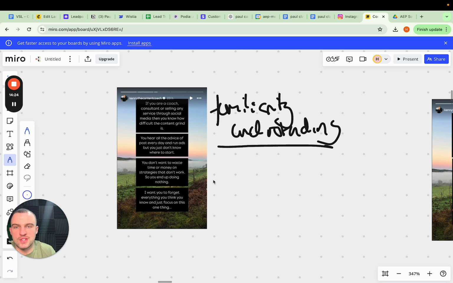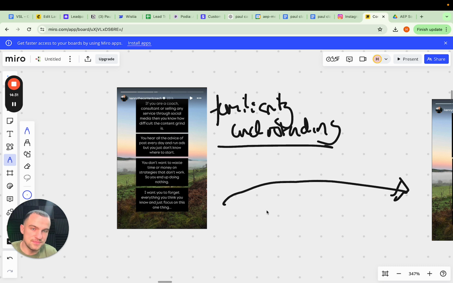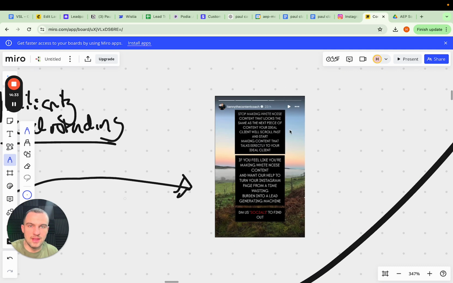You don't want to waste time and money on strategies that don't work, so you end up doing nothing. I want you to forget everything you think you know and just focus on one thing. Selling the next slide. Stop making white noise content that looks the same as the next piece of content your ideal client will scroll past, and start making content that talks directly to your ideal client. If you feel like you're making white noise content and want our help turn your Instagram page from a time-wasting burden into a lead-generating machine, DM socials to find out.